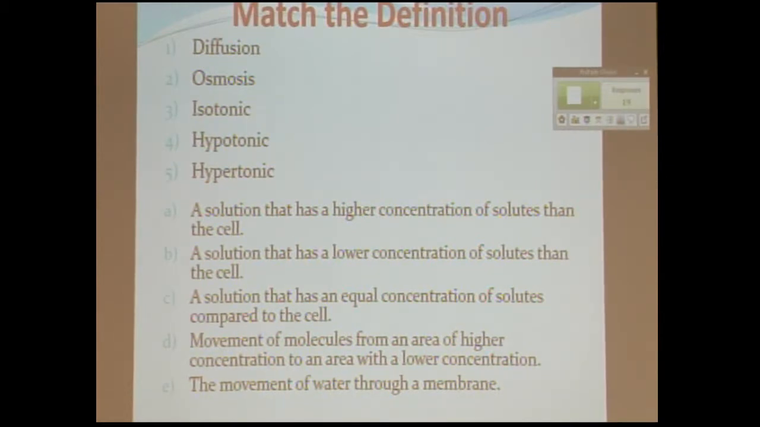What about isotonic? Isotonic is C. Hypotonic. So hypotonic is B. And then hypertonic is A. So what do you think 100% pure water would be? Hypo, hyper, or iso?